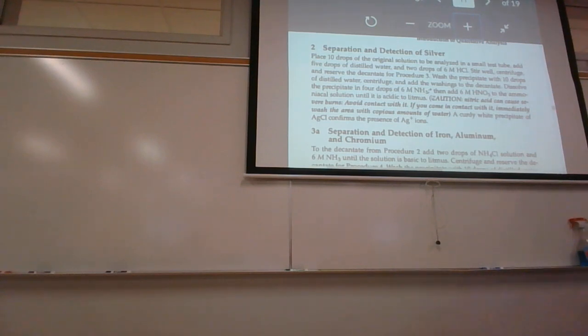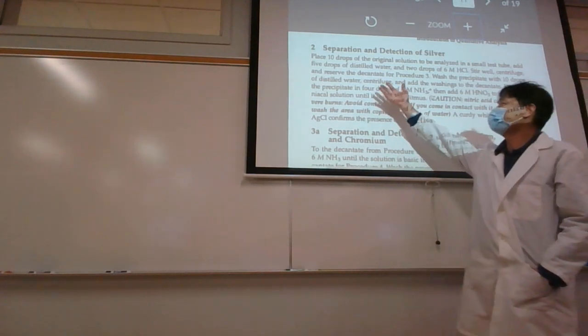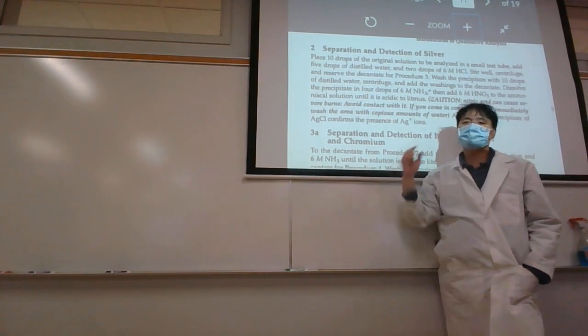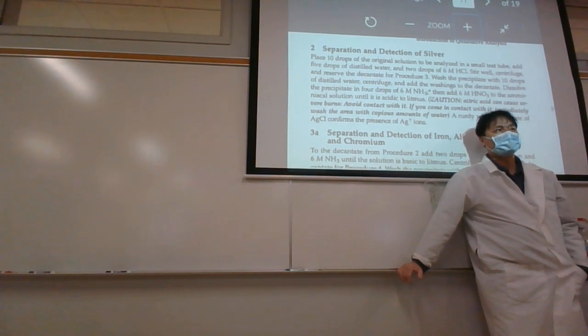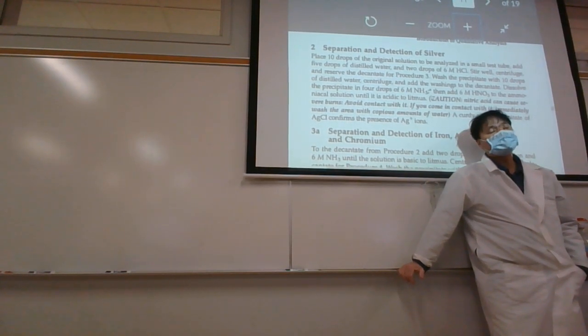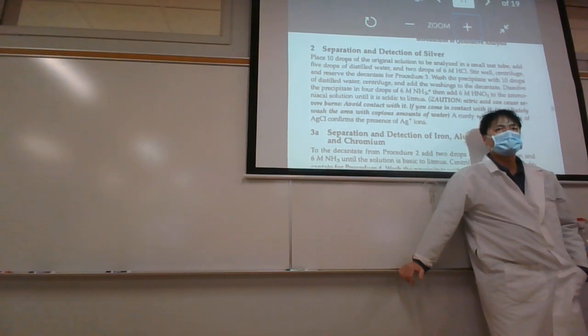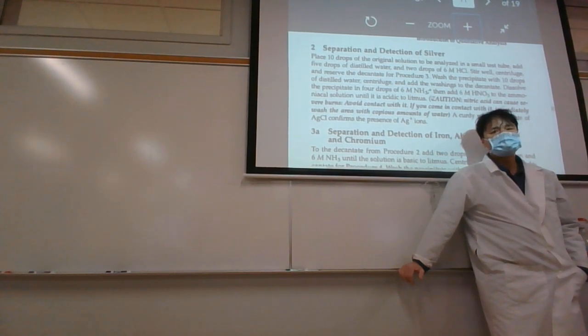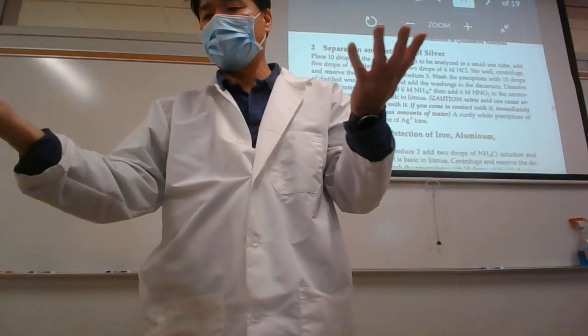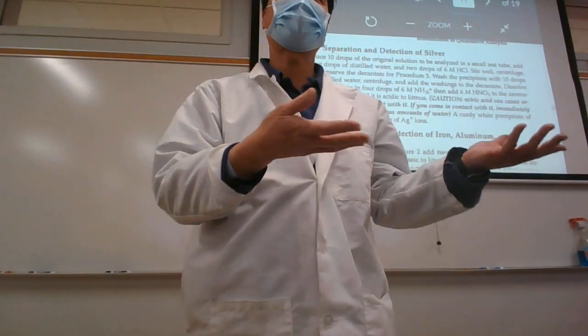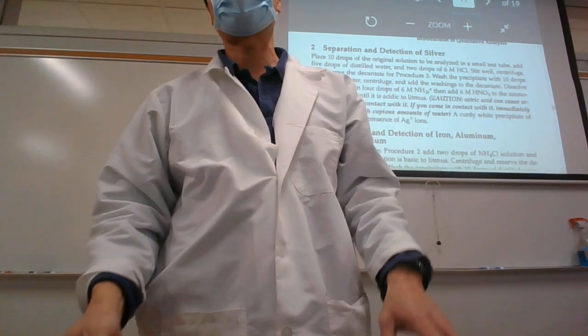Number 2 now, place 10 drops. 10 drops is about how many milliliters? 20 drops is about 1 milliliter. So 10 drops would be about half a milliliter. So there are 2 things that you're weighing here, because you don't have to follow this exactly. In fact, we aren't going to follow it exactly.